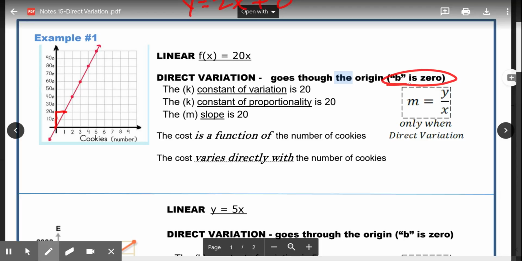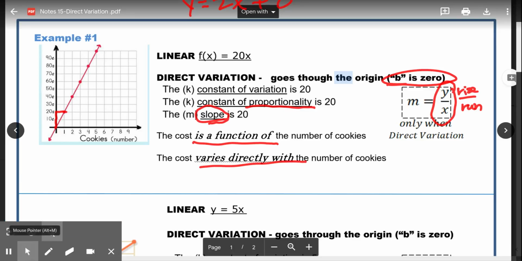The k is your constant of variation, which is also the constant of proportionality, which basically is just the slope. So those are just some fancy words for identifying the slope. Remember that the slope means the change of y over the change of x. That's your rise over your run. That's all that means. So the cost is a function of the number of cookies. The cost varies directly with the number of cookies.